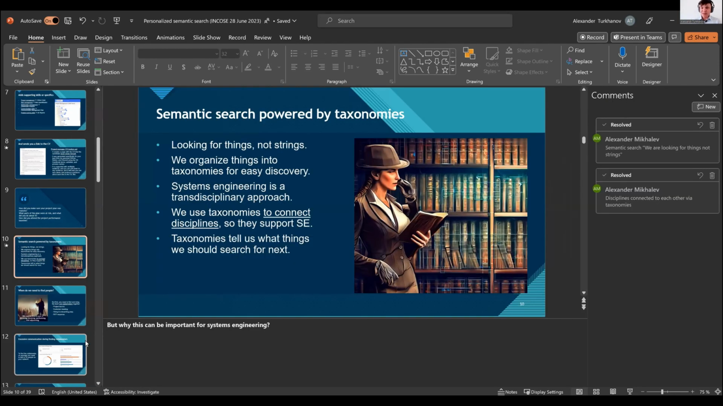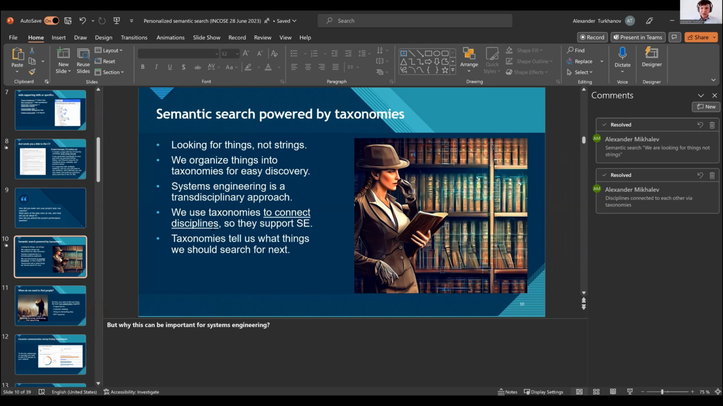So what is a semantic search? As you can see, we are looking not for strings. Normally I write a job description and put the skills in there, and I look for CVs and match the strings of skills in the CV, and okay, this is a match. No, I look for things, I look for skills people have.